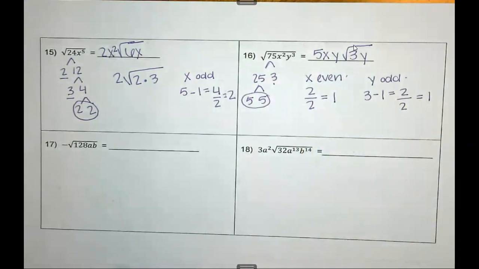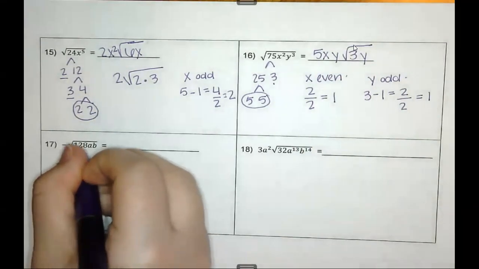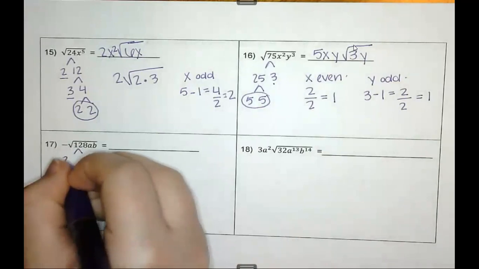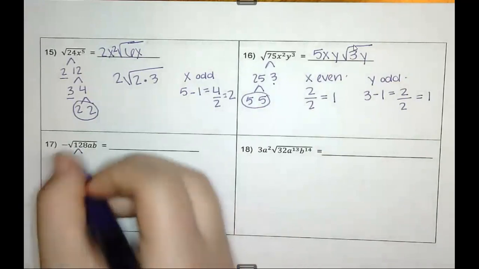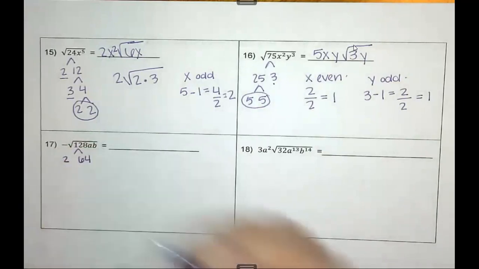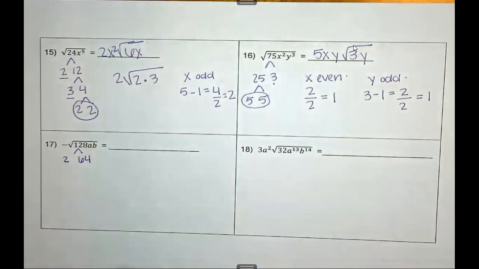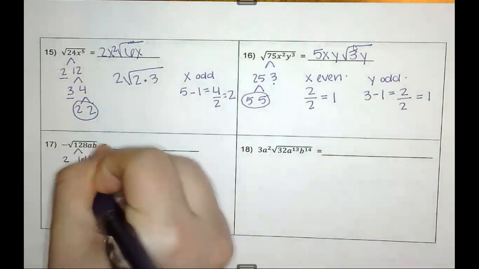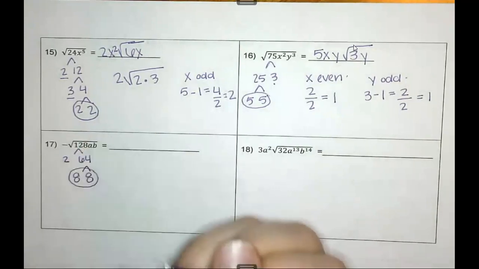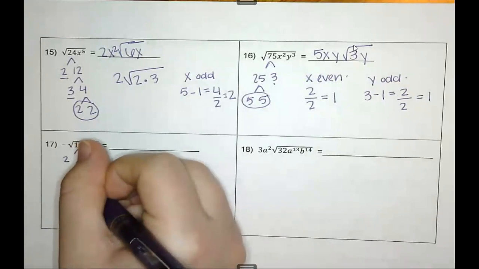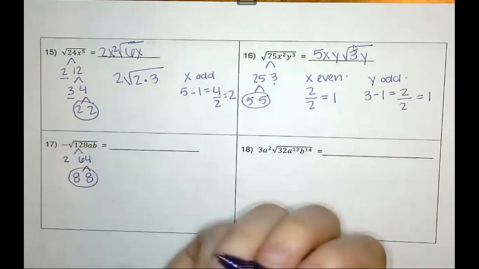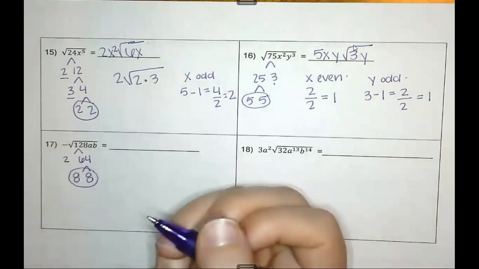All right. For number 17, we first deal with the 128. So it's even, so it definitely is divisible by 2. 2 times 64 is what gives us 128. And we should know that 8 times 8 gives us 64. There's a pair. So we are going to get to pull out an 8, but we're going to have to leave the 2 behind.